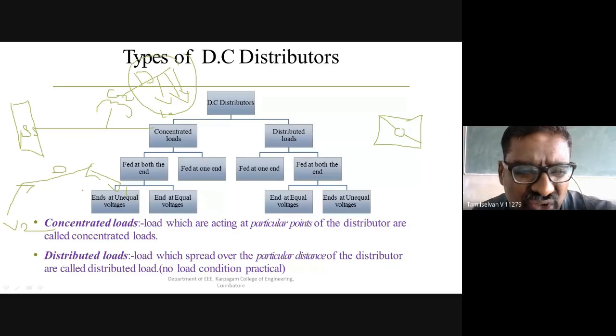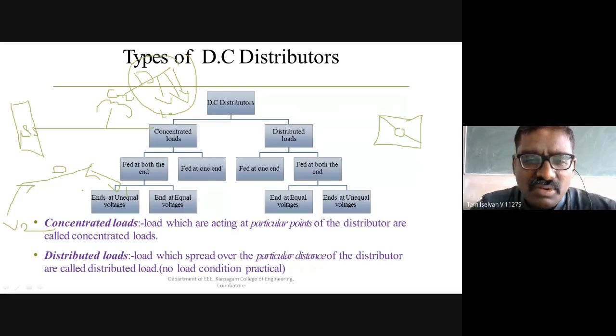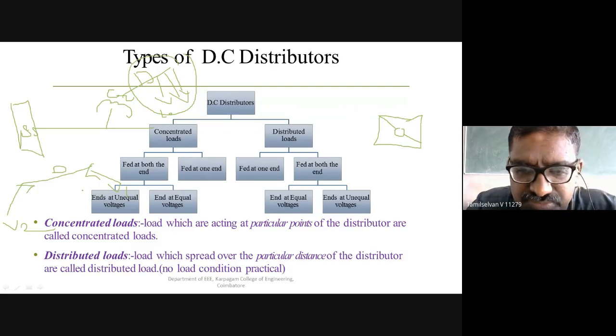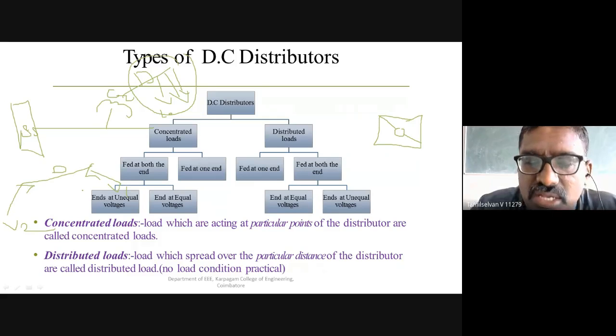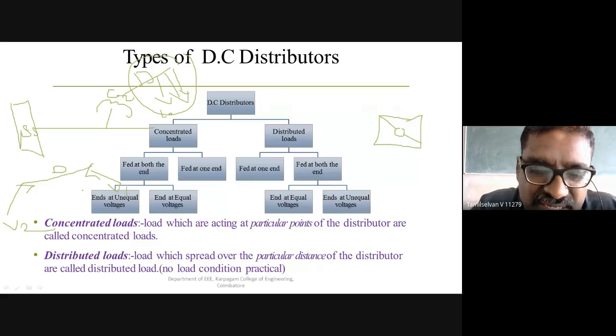What does a concentrated load mean? It means a load acting at a particular point of the distributor, and that is called a concentrated load. If the load is spread out through the entire length of the distributor, then that is called a distributed load.